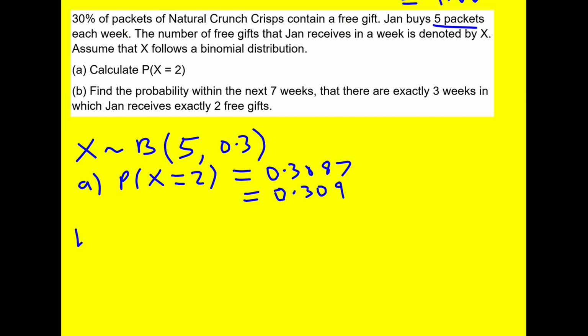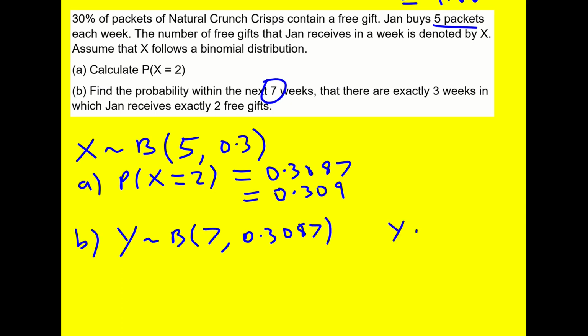Okay, now B. So now we're looking not just at 1 week where we know the probability, but the next 7 weeks, and we're interested in whether there are exactly 3 weeks in which Jan receives exactly 2 free gifts. This, in fact, is a binomial within a binomial. What we're interested in is the number of weeks when Jan receives 2 free gifts. This is going to follow a binomial distribution of 7 trials, because we're looking at 7 weeks. And the probability of her or him receiving 2 free gifts is going to be this 0.3087 from before. Notice I'm going back to the non-rounded value.